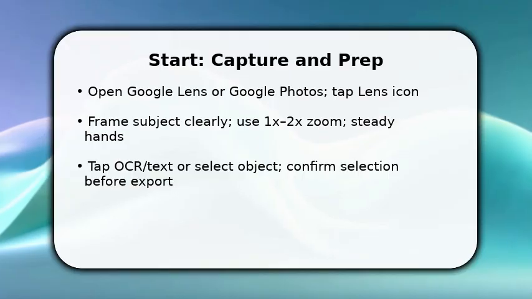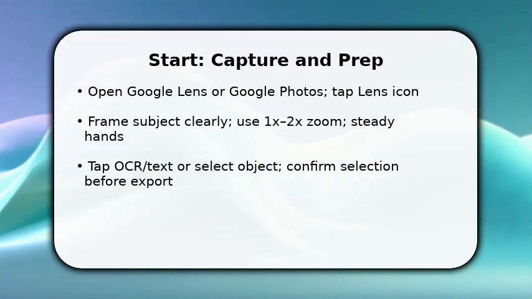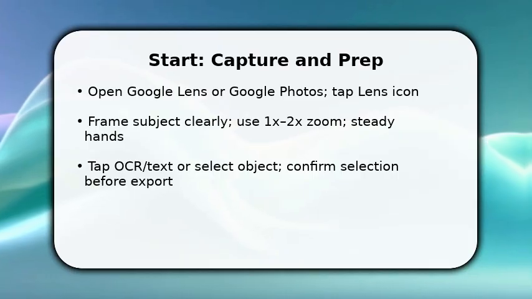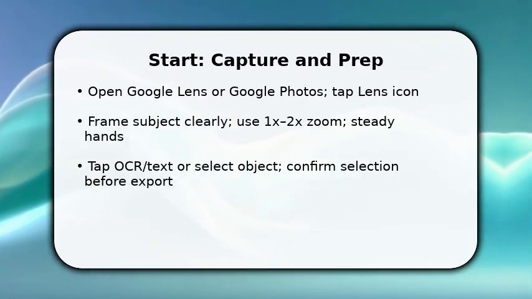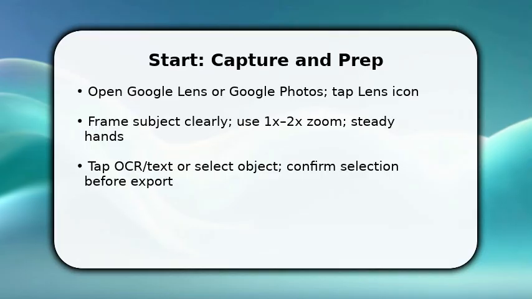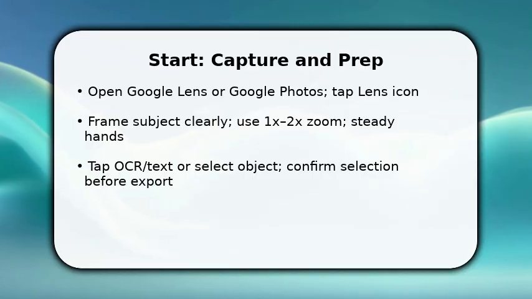You begin by capturing the image with intent: text, product, or scene. Once done, open Google Lens and frame tightly. Zoom 1x to 2x for clarity and steady your hands to reduce blur. Tap the OCR or object mode and highlight the exact region you want. This reduces noise and improves results when you later send it to ChatGPT.